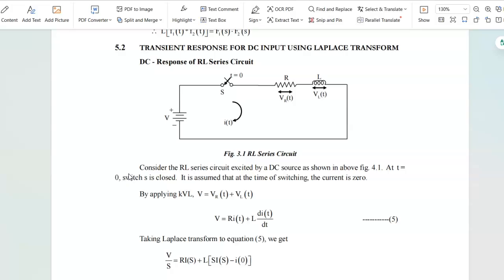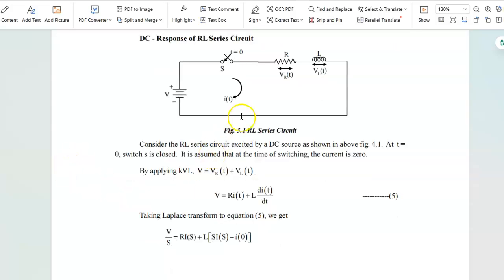So we'll take an RL series circuit. In this, resistance and inductance are connected in series with the source voltage. This is excited by a DC source voltage. The voltage value is V. We can apply this when the switch is closed at t equal to 0.